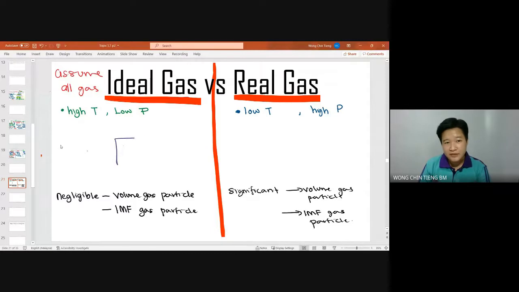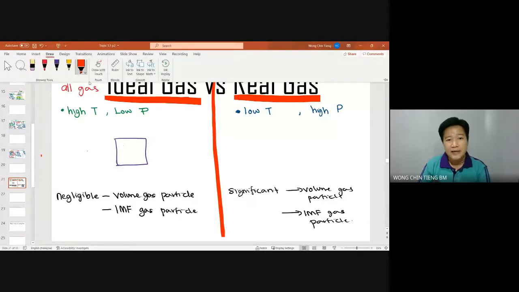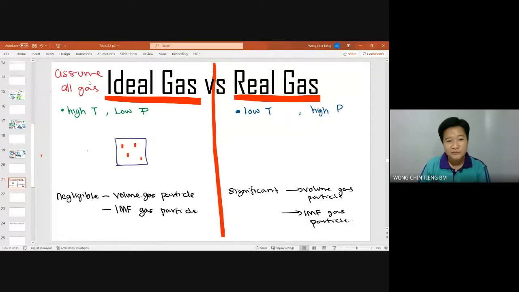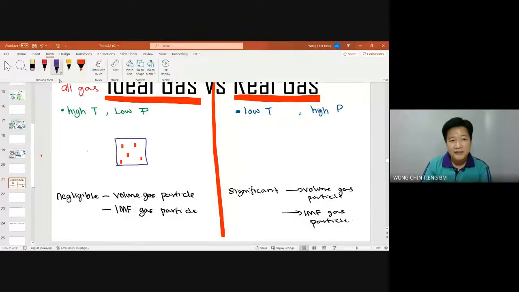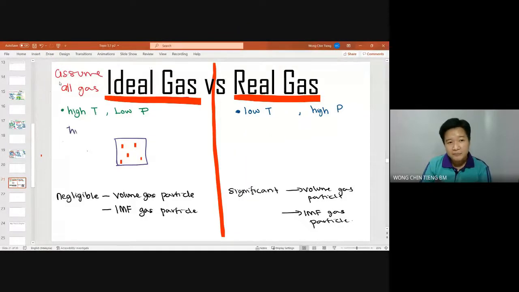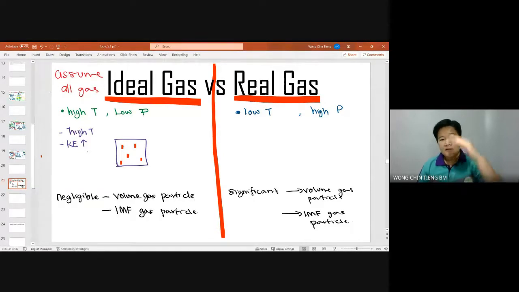Okay? So what happened when high temperature? Saya ada satu container. Saya ada gas. Katakan kita letak gas, tak payah banyak-banyak 5 biji dah. Okay, 5 biji. Okay, benar. So, ada gas 5 biji kat sini. So, the first thing, I have high temperature. So, all the time, whenever temperature, we relate to kinetic energy. Suhu tinggi, kinetic energy tinggi. Betul? Alright?